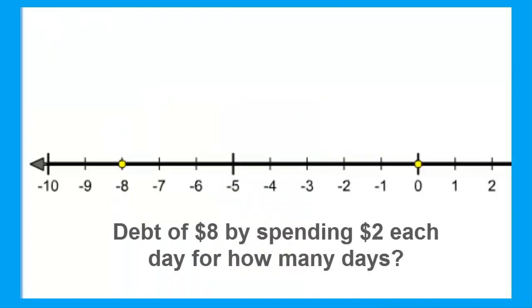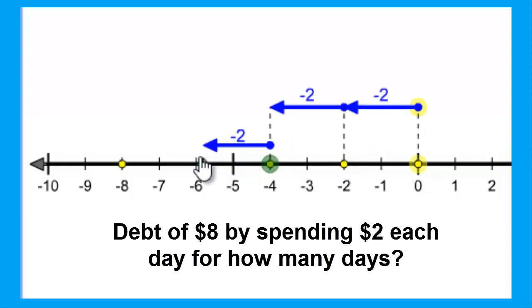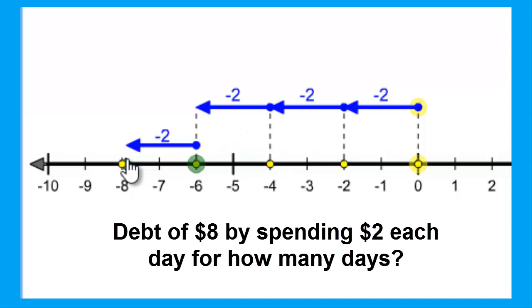A number line can be used to solve this division problem. We show negative 8 on the number line and divide the distance from 0 to negative 8 into groups of negative 2, making 4 equal groups.